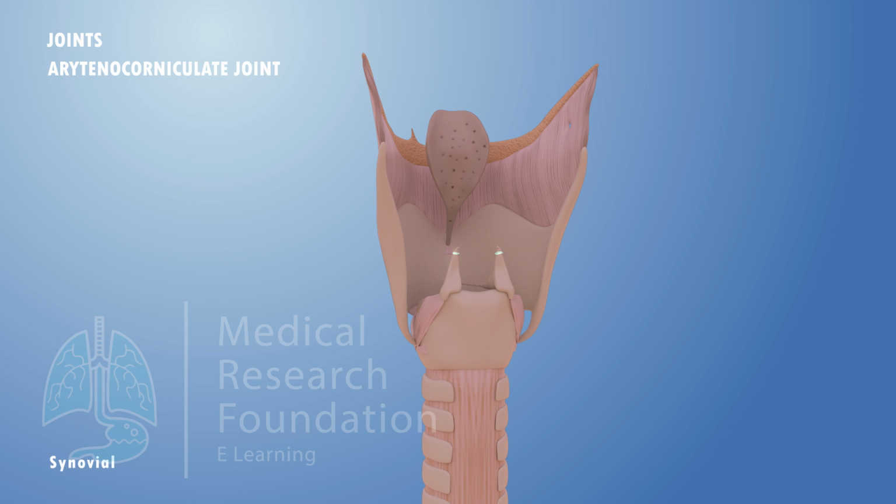Arytenocorniculate joint. It is a synovial joint between the arytenoid and corniculate cartilages. It is of no functional significance.